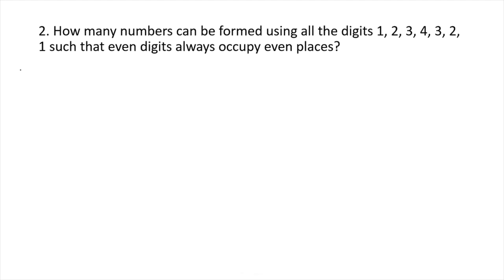So just by looking at this problem, you should realize one more problem. The relative positions of vowels and consonants are not disturbed. This problem is same as that one. So here let me write down the given numbers. Given numbers are 1, 2, 3, 4, 3, 2, 1. So on the whole we have 7 numbers.